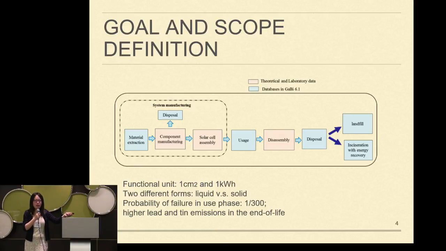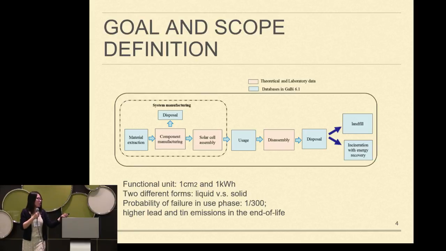And the other form is a solid state perovskite solar cell. So we decided to have two different boundaries. One is from cradle to gate, and the other one is from cradle to grave. For the boundary from cradle to gate, our purpose is to compare this LCA with the liquid state perovskite solar cell. And for the cradle to grave LCA, we just want to have a complete LCA for the perovskite dye solar cell.